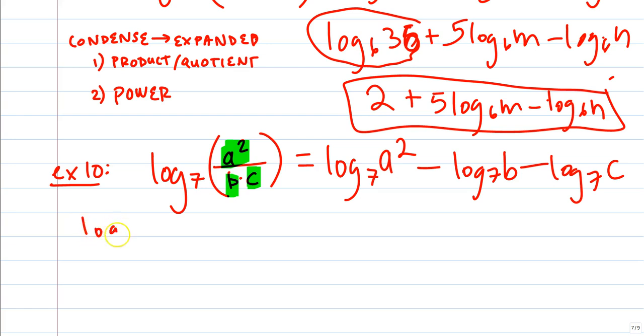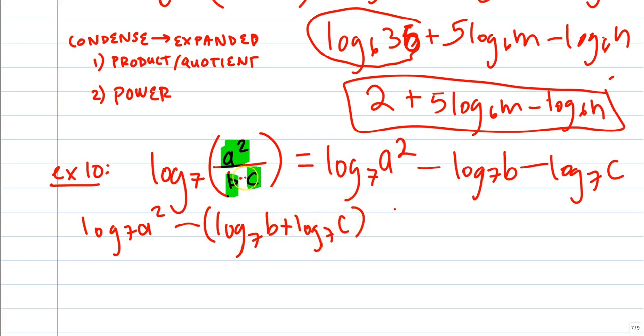This is really the same thing as log base 7 of a squared, minus the quantity log base 7 of b plus log base 7 of c. See, that multiplying does become addition between those two, but because they're both on the bottom, this minus is going to distribute and make them both negative. So I think it's easier just to think anything in the numerator is multiplying and positive, anything in the denominator is dividing, so it becomes a negative logarithm.